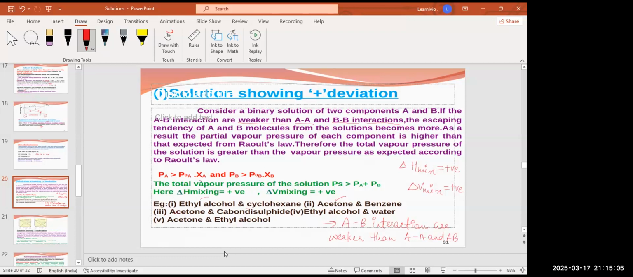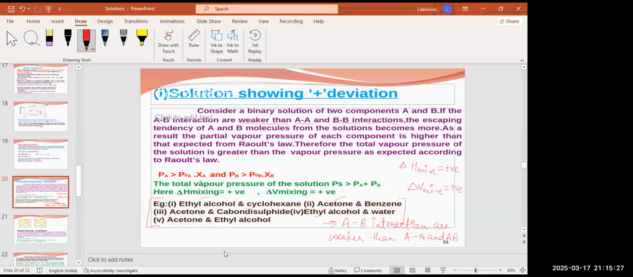Just like that, acetone and carbon disulfide is another example that shows a positive deviation, right? Ethyl alcohol and water, acetone and ethyl alcohol. So it's very important to remember all these examples of positive as well as negative deviation. Okay, and see one more thing.